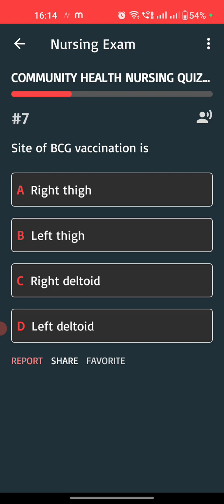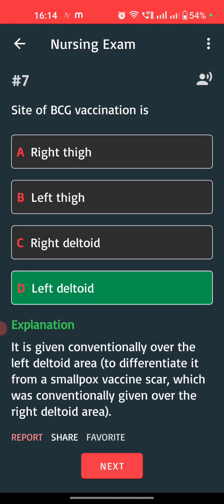Site of BCG vaccination is: A. Right thigh. B. Left thigh. C. Right deltoid. D. Left deltoid. Correct answer. It is given conventionally over the left deltoid area to differentiate it from a smallpox vaccine scar, which was conventionally given over the right deltoid area.